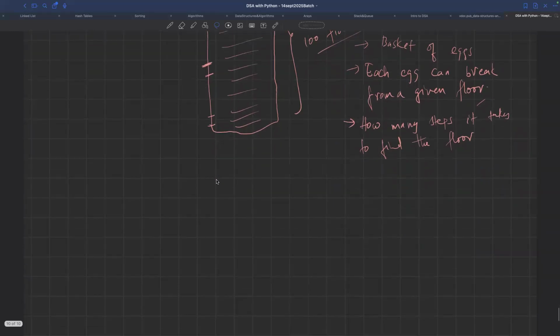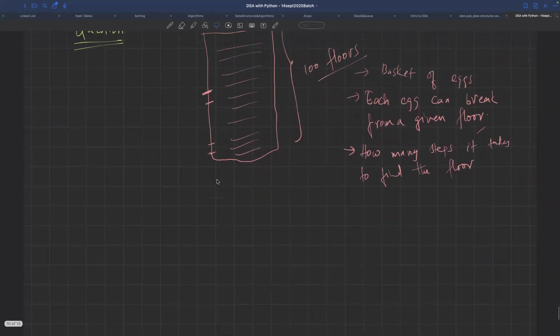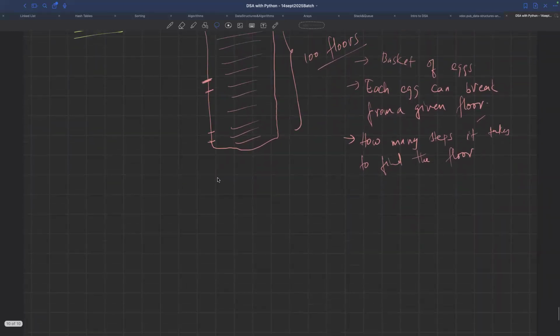Sir, you told which floor it's breaking. How many steps? We don't know which floor. We are not interested in the floor, but we are interested in how many steps it will take you to find the floor. 3 to 4 steps.